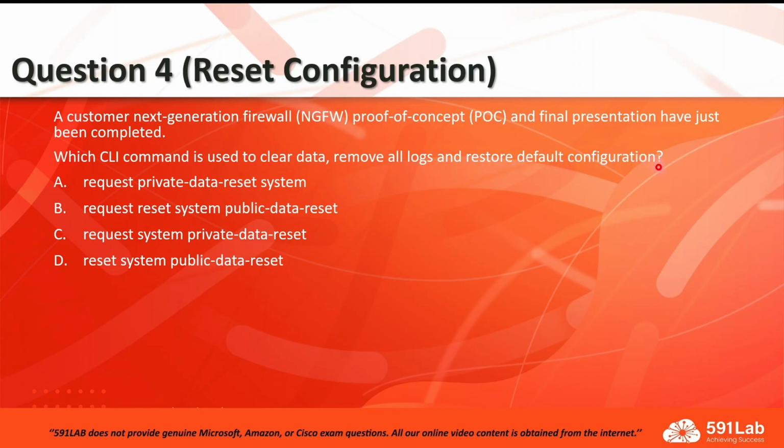The options are as follows. A. Request private data reset system. B. Request reset system public data reset. Or C. Request system private data reset. Or D. Reset system public data reset. From those options, we need to find the correct command to reset the Palo Alto configurations.